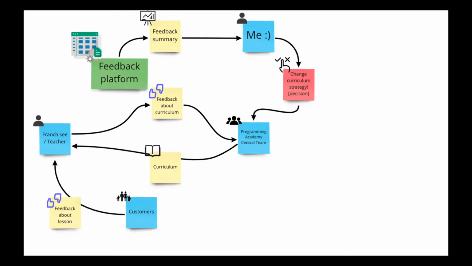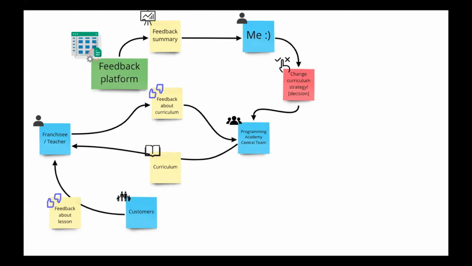feedback about the lesson into feedback about the curriculum, because we as a central team wanted to drive the evolution of the curriculum. And we also used some tools. We provided some simple tools. It was a Google form, as I remember, based on a spreadsheet, and on some kind of template.